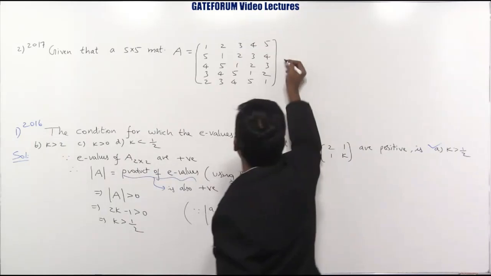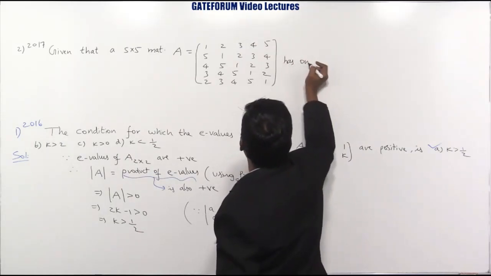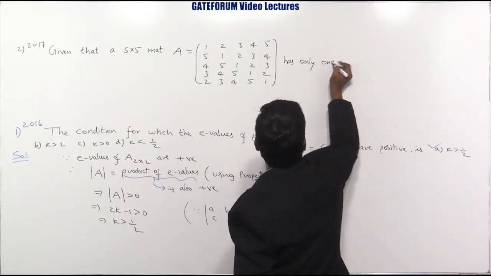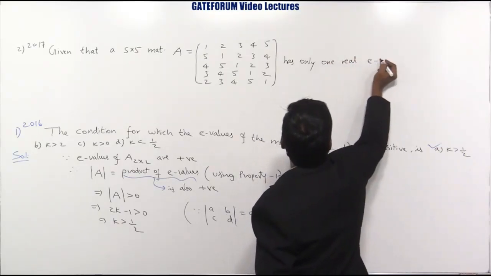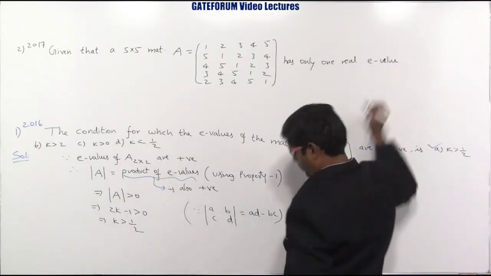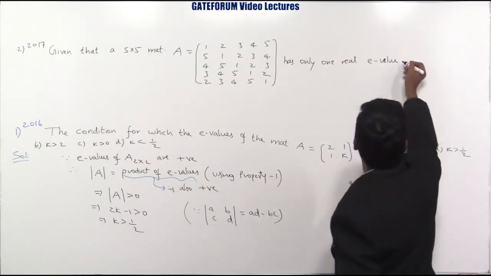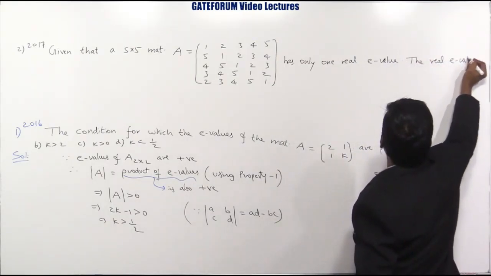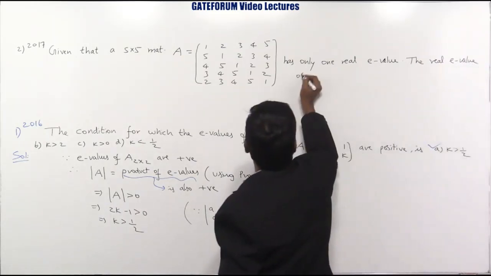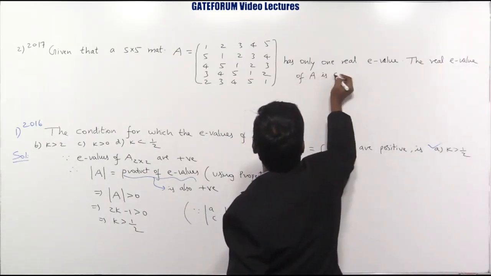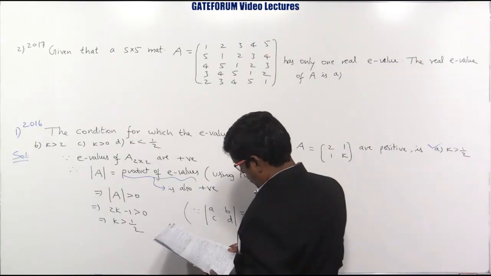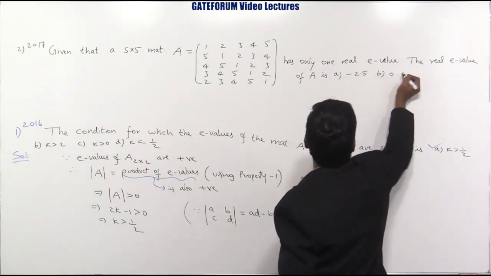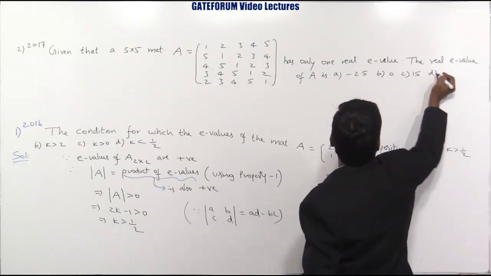The 5 by 5 matrix has only one real eigenvalue. The real eigenvalue of A is, options: A, minus 2.5; B, 0; C, 15; D, 25.